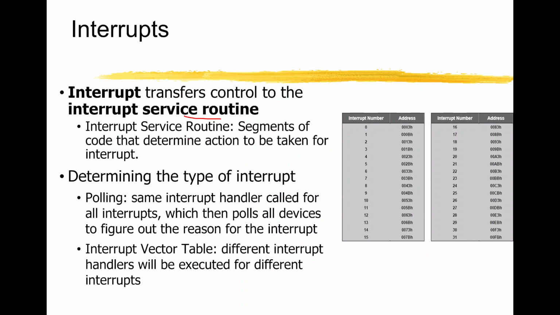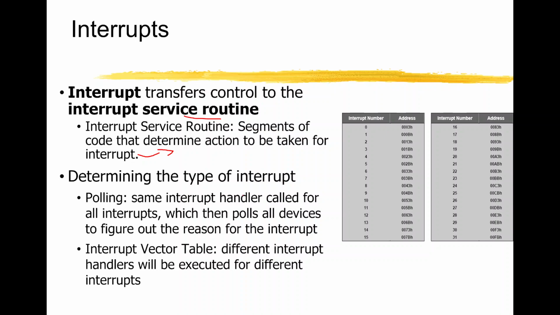The interrupt service routine is segments of code that determine the action to be taken from the interrupt. You have your interrupt numbers here, 0 down to 15 or more, and these are the addresses. So if there is an interrupt, the operating system must service it.